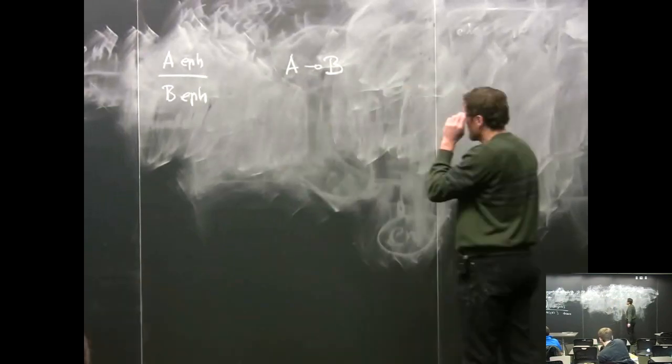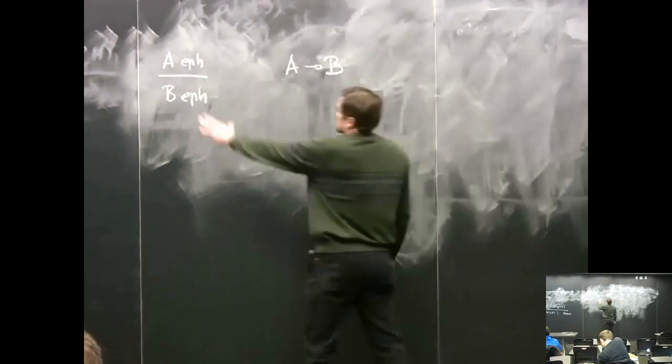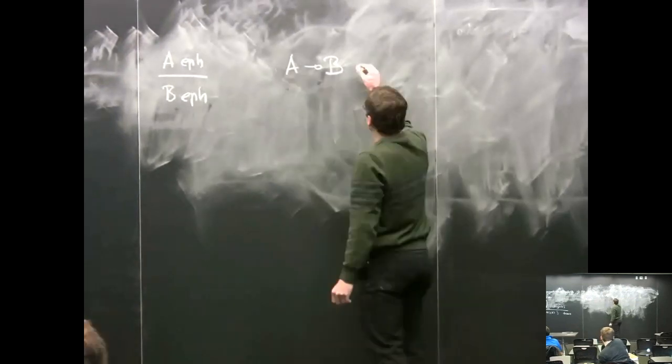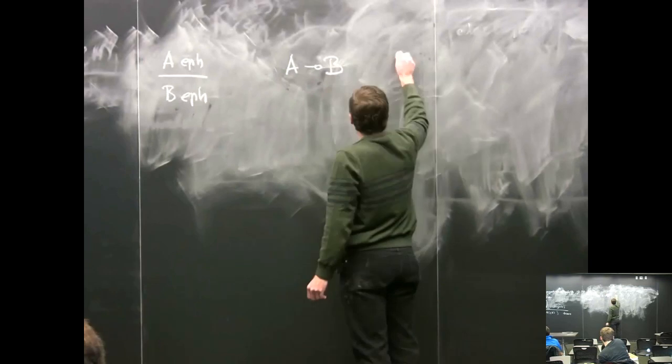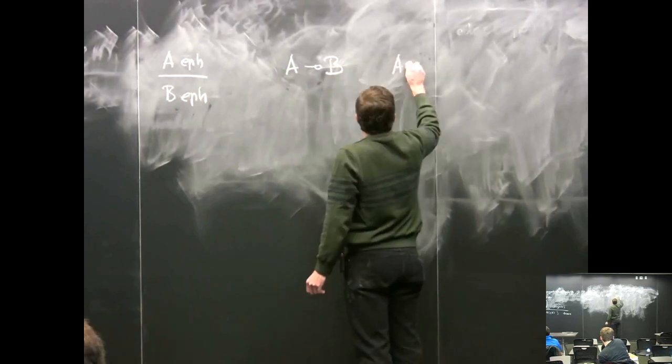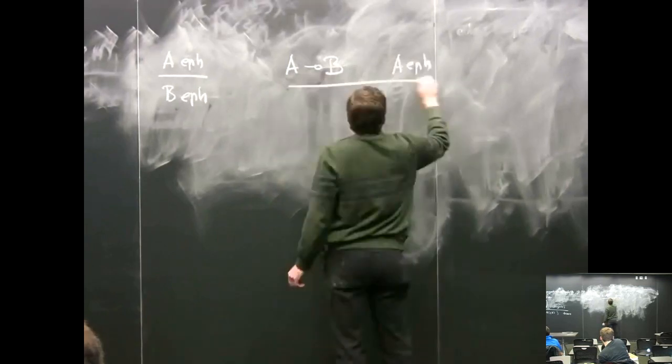Okay, so we're going to try to represent this by this. And that means the following thing. If we know that A implies B, and we have A, then we should be able to conclude B.